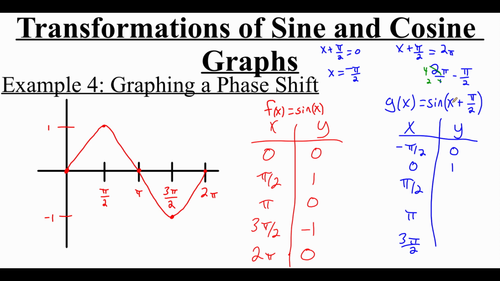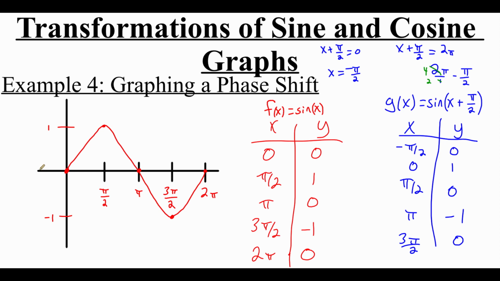If I plug in pi over 2, and I add another pi over 2, that just gets me pi, and the sine of pi is 0. If I plug in pi and add pi over 2, that's 3 pi over 2, and the sine of 3 pi over 2 is negative 1. And if I plug in 3 pi over 2, plus a pi over 2, that's 2 pi, and the sine of 2 pi is 0.